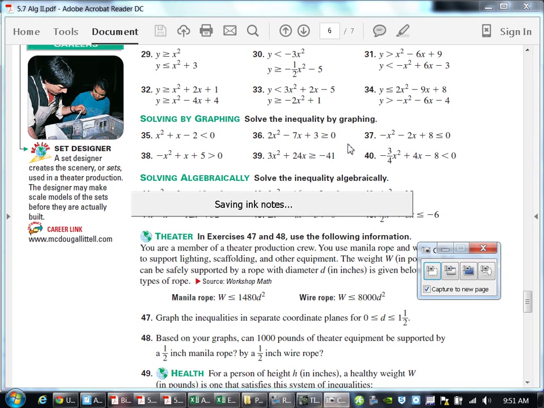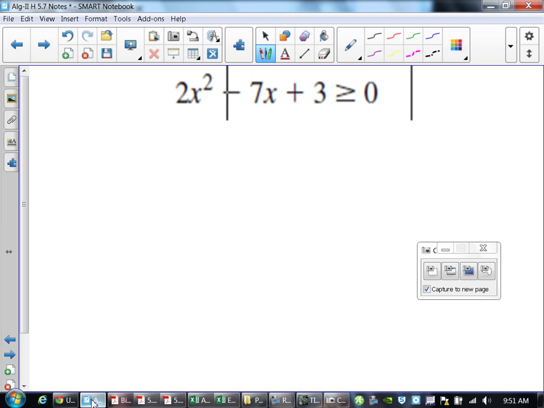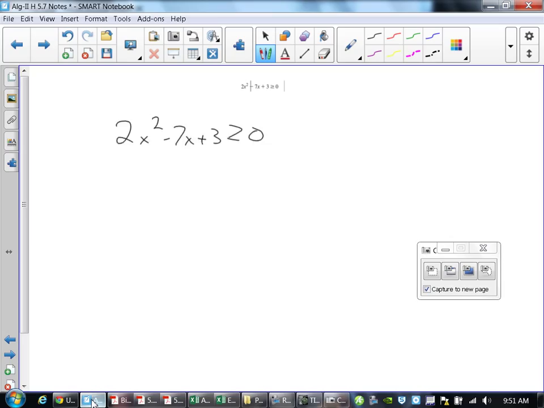Same idea. 2x squared minus 7x plus 3, greater than or equal to 0. I'm asking, where will this graph be greater than or equal to 0? Where is it above the y-axis?